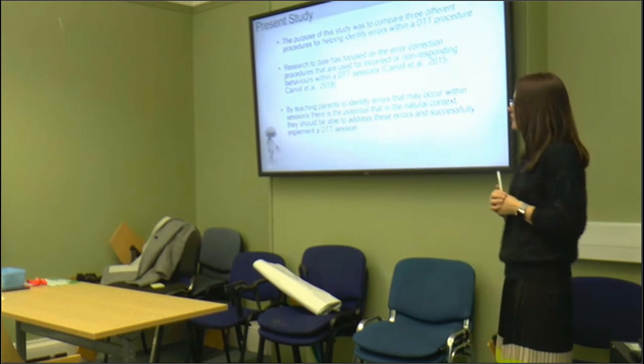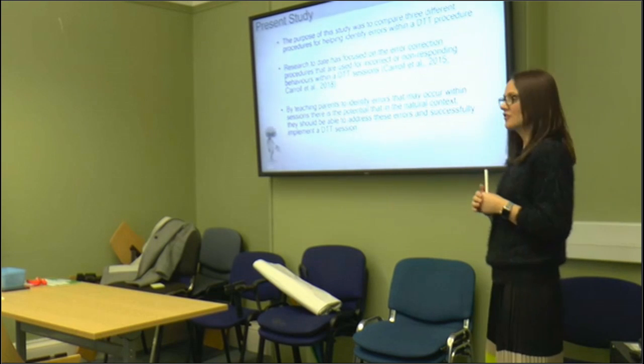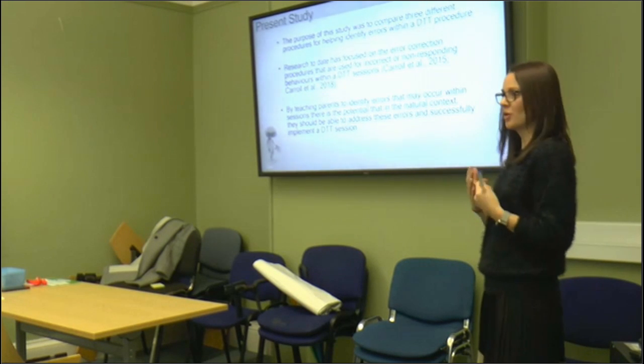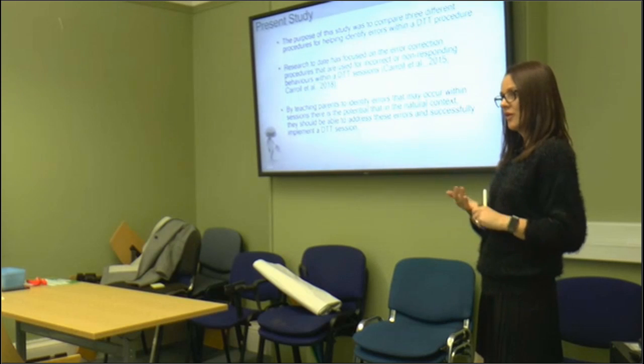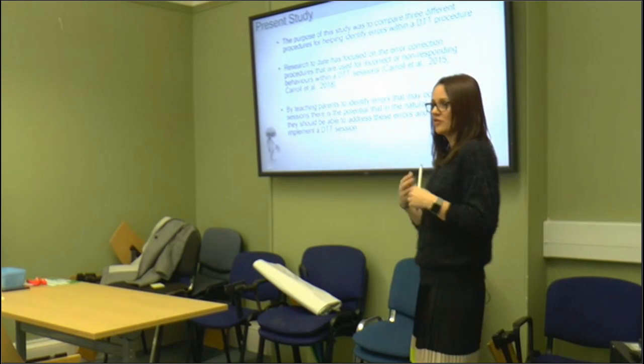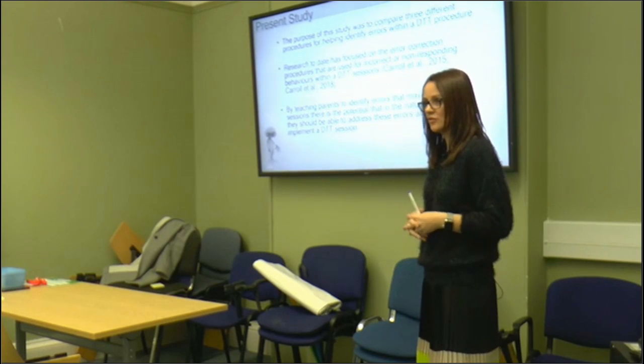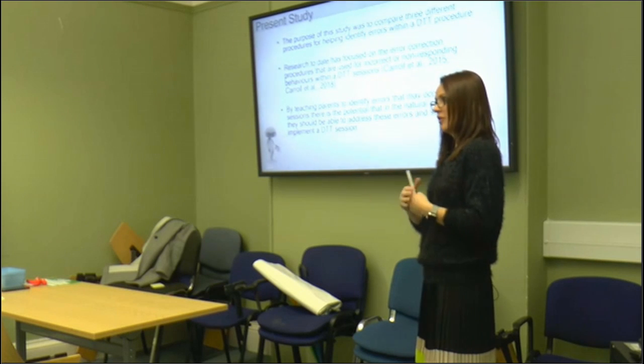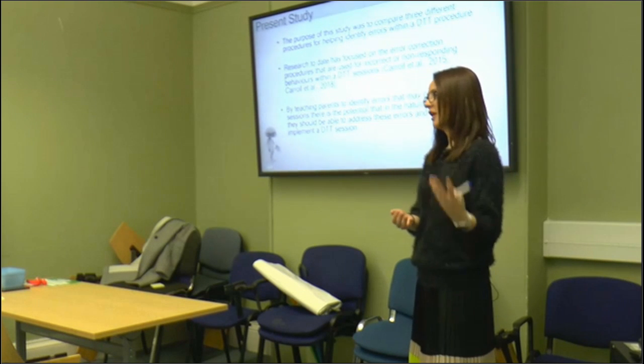Research to date has focused on the error correction procedures that are used for incorrect and non-responding behaviours. So do we come in with a no-no prompt right away? Do we use 3 stimuli on the table to reduce the errors? Or do we go down with the one and we go through the mass trial, distractor trial and random rotation stages of it?